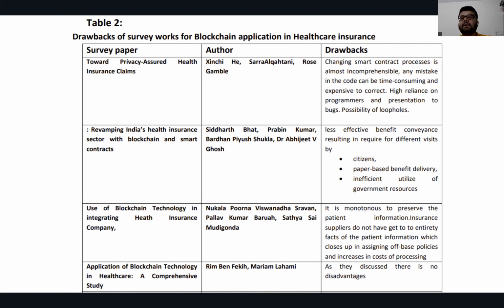So the drawbacks mentioned here are it is monotonous to preserve the patient information. Insurance suppliers do not have to get entirely facts of their patient information, which ends up in assigning of base policies and increases in the cost processing.